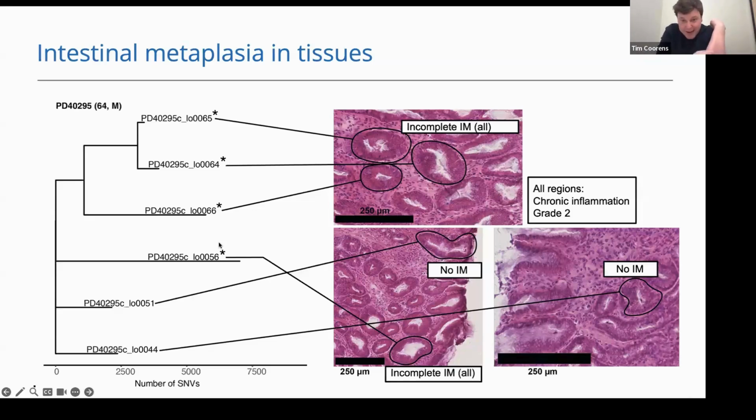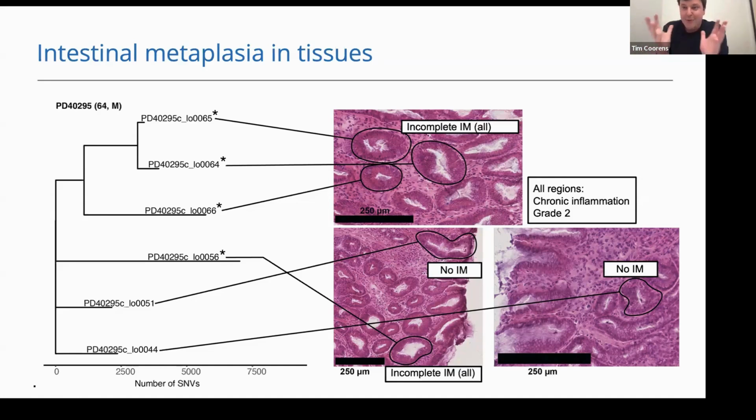But I think most intriguingly is this example over here, where we have 2 different stomach glands very close to each other. One of them has no intestinal metaplasia, and the other one has incomplete intestinal metaplasia. And despite being sampled sort of a quarter of a millimeter apart from each other, their mutation burden is in the fold changes of difference. This one with intestinal metaplasia has about 7,000 SNVs, this one without about 2,000. And again, a quarter of a millimeter apart, which just shows you how specific these effects are.